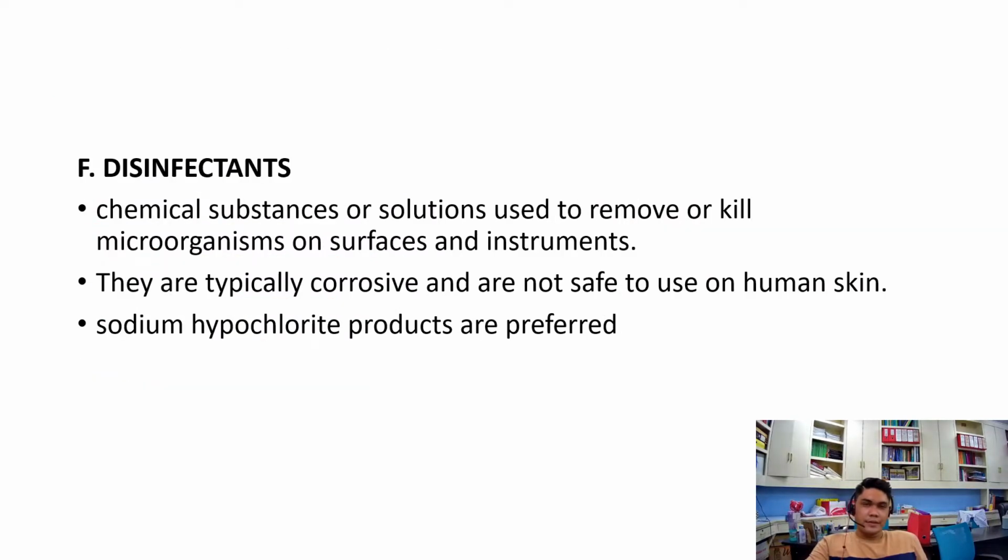Okay, so next you have disinfectants. Disinfectants are chemical substances or solutions used to remove or kill microorganisms on surfaces and instruments. They are typically corrosive and are not safe to use on human skin. An example of a disinfectant is sodium hypochlorite. The use is to decontaminate or disinfect the working area or the equipment, and for cleaning the venipuncture site, that's your antiseptic.